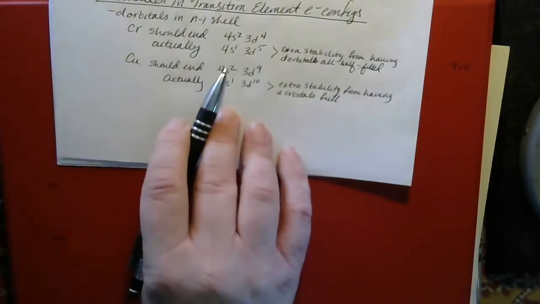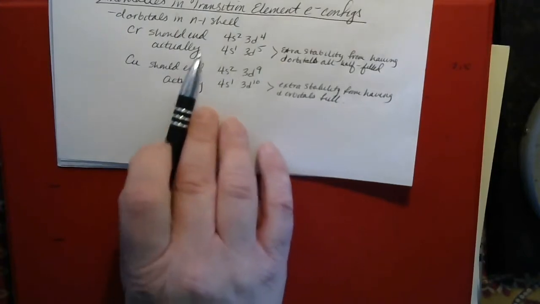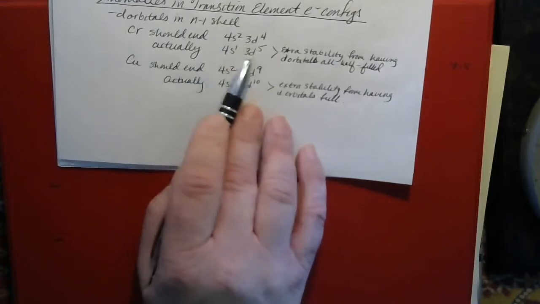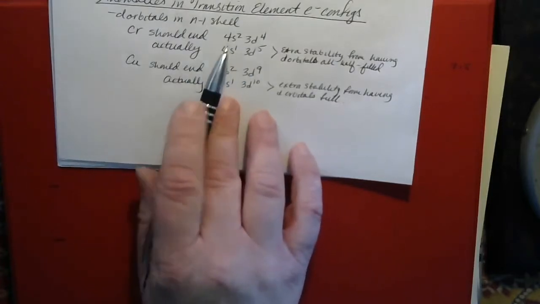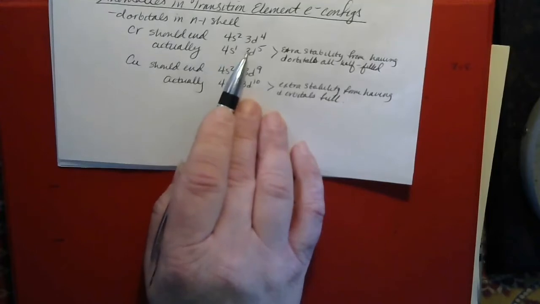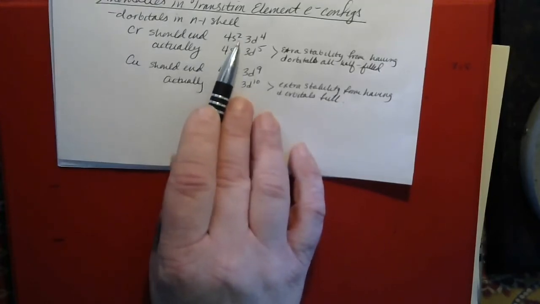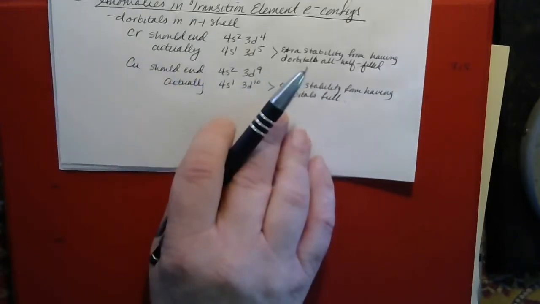So the element right under chromium, molybdenum, should have a similar situation going on, except that the n quantum numbers would be one higher. So it would be 5s1, 4d5, instead of what you would expect, which would be 5s2, 4d4, and so on.